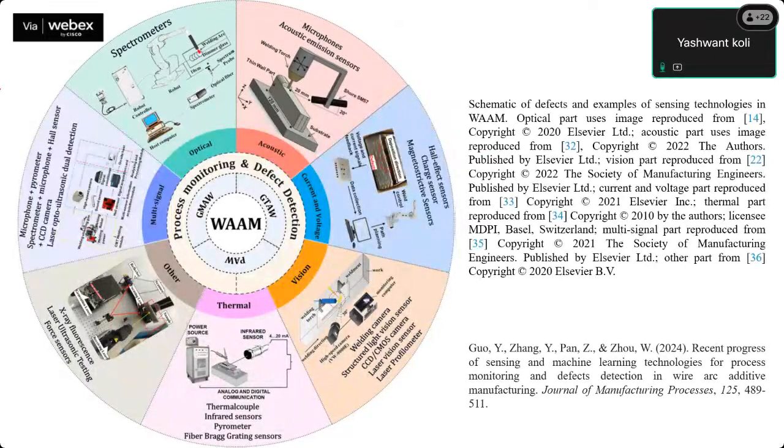So this is the schematic of defects and examples of sensing technologies that I've taken from one recent paper in WAM. So you can see all the things. First of all, we all know WAM is an additive manufacturing process derived from automated welding, offering higher deposition speed, material efficiency, and reduced cost compared to other AM technologies. We have already discussed CMT as the best power source compared to other processes.